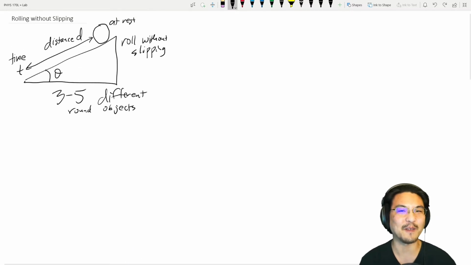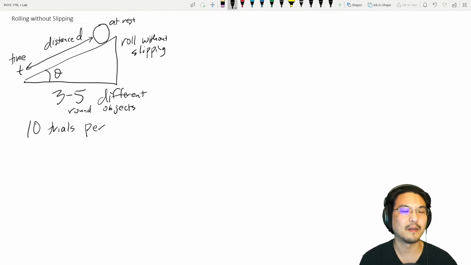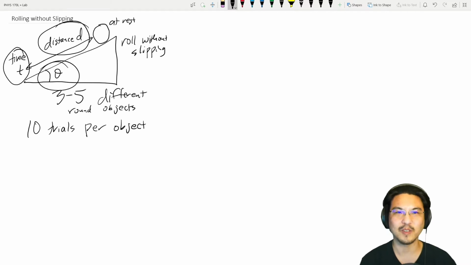Like if you can find 5 different things and just roll them down the ramp, 10 trials, just like last time, and then measure the time, the distance, and the angle, just like last time. So really similar. Let's get to the derivation.